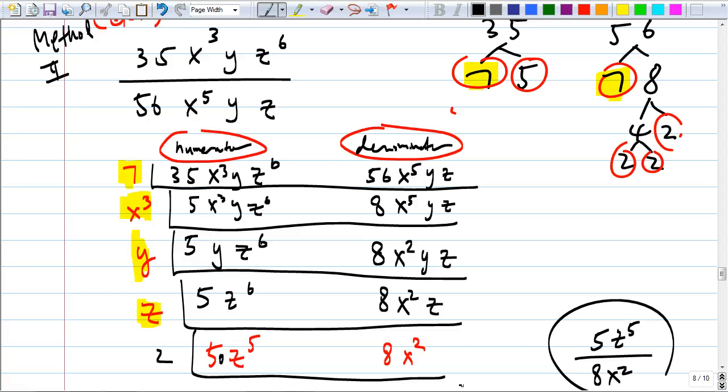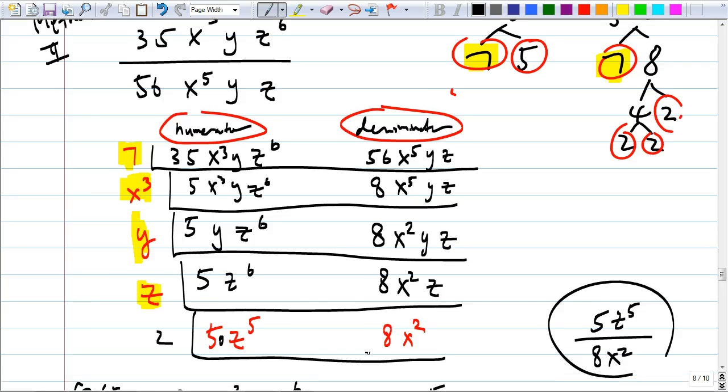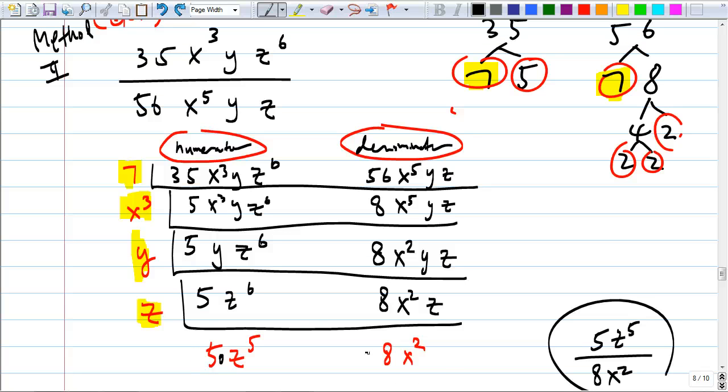If you had 50z to the fifth and 8x squared, what goes into 50 and 8? 2. They're both even. Doesn't 2 go in? And then after that, if something else might go in, you just kind of keep going. We'll do one like that in a minute. When you do a factor tree, there might be more than one. Right, that's one. Okay, so we'll get to that.